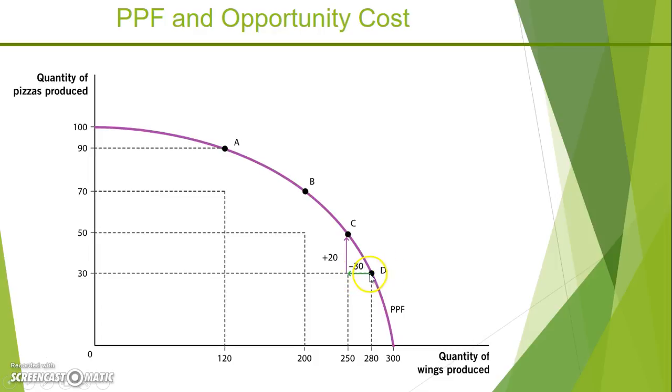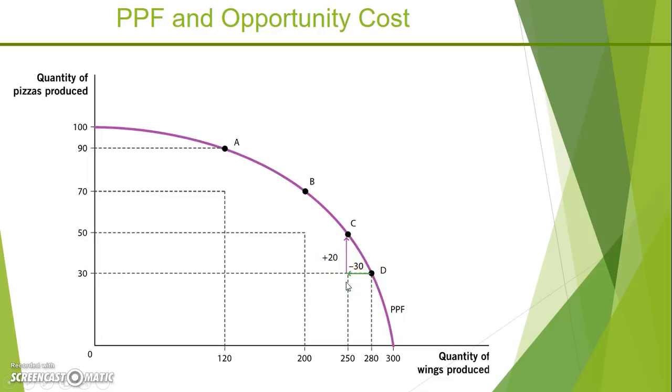In this case, notice if we go to point C, we add 20 pizzas, so now we're making 50 pizzas instead of 30. But in order to do that, we had to give up 30 wings. So now we're making 50 pizzas and 250 wings. In this case, the PPF shows us the opportunity cost of making 20 more pizzas was 30 wings.